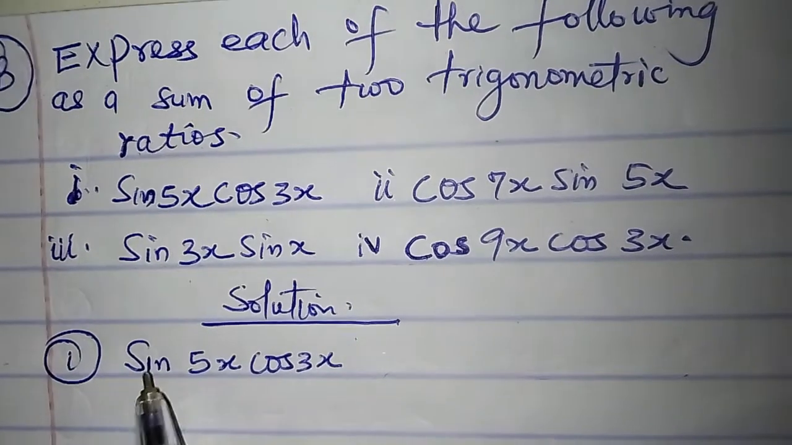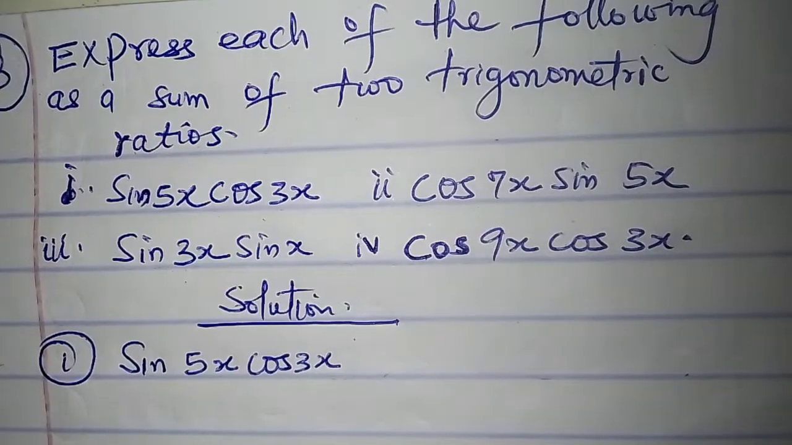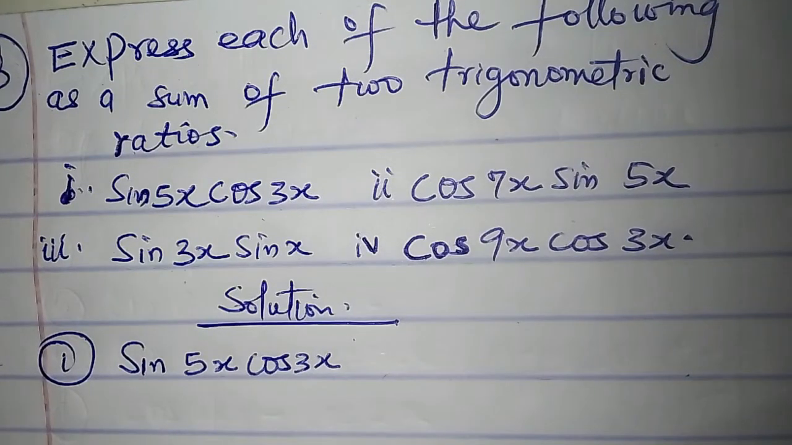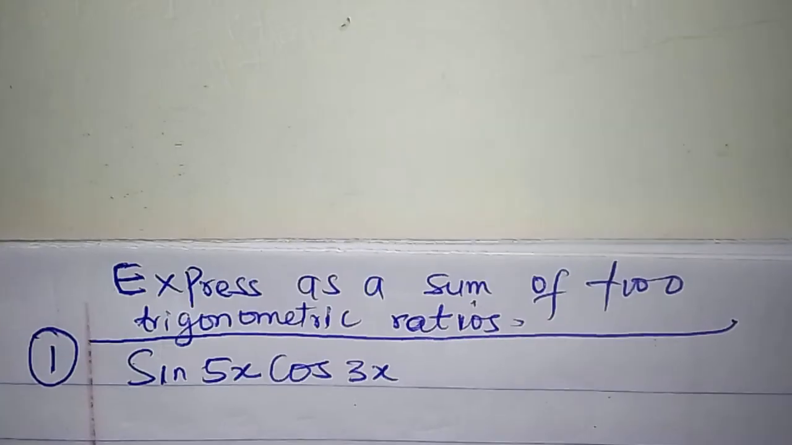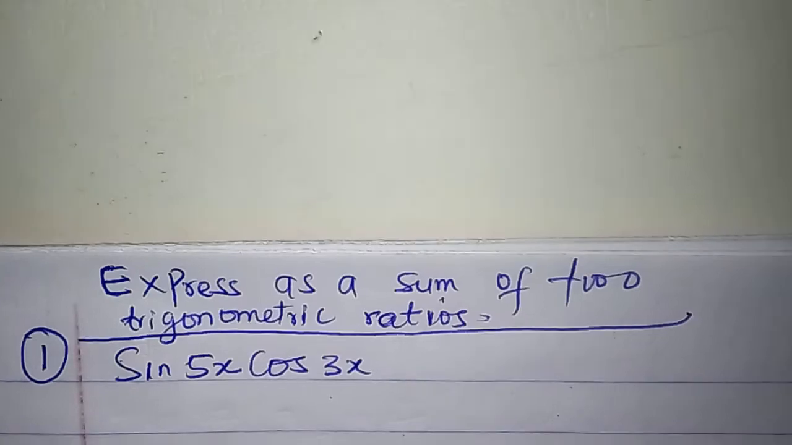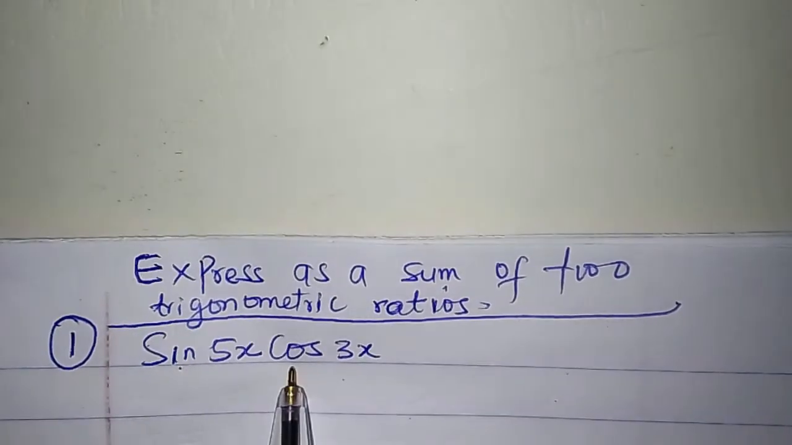Let us express sine 5x cos 3x as a sum of two trigonometric ratios. To do this, we are going to make use of one of the factor formulas. But the question is, which of the factor formulas will I use? That is the question. The pattern here is sine before cosine.